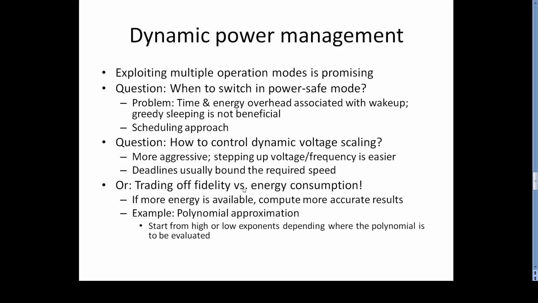Or trading off fidelity versus energy consumption. If more energy is available, then we can compute more accurate results. One example is polynomial approximation. To perform polynomial approximation, start from high or low exponents depending on where the polynomial is to be evaluated.